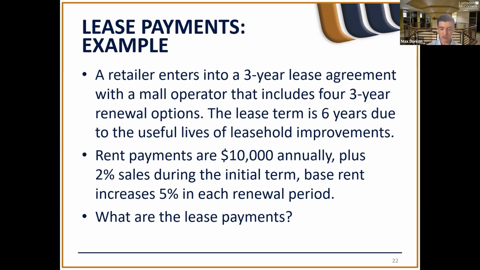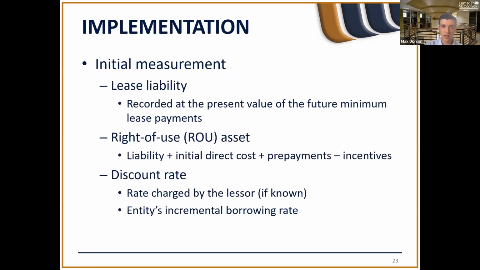The lease payments for the first term would be $30,000, or $10,000 annually for base rent, and then $31,500 for the second 3-year period, which would be 5% greater than the base rent period. So $61,500 over the 6-year lease term. So at this point, I'm going to turn it over to Bob to talk about the implementation aspects.